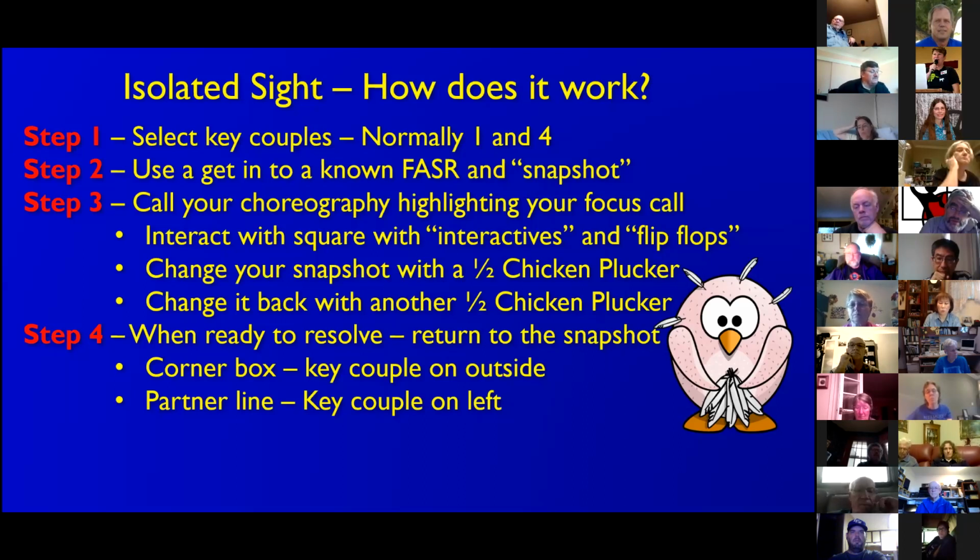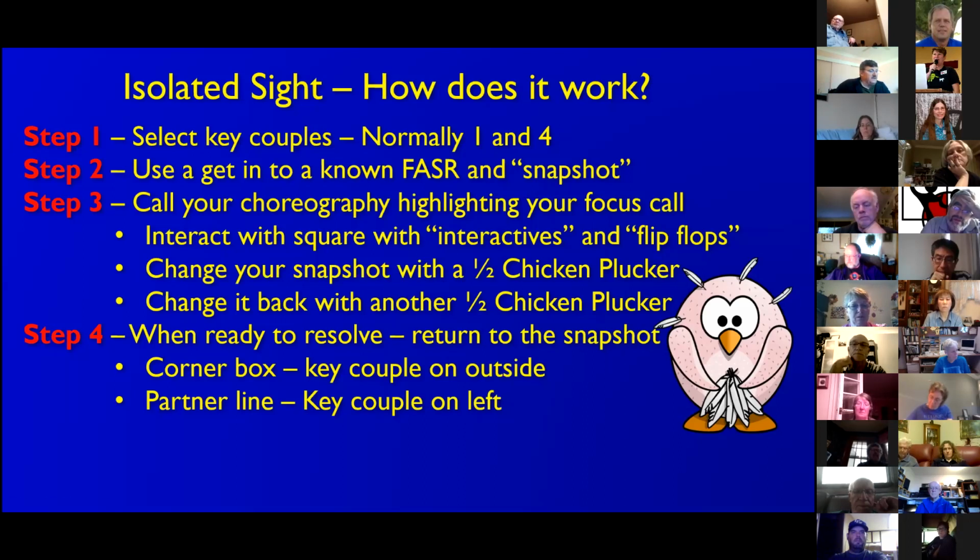So if I want to move it over to the other side, I call head square through 4. I take my snapshot. I've got my sides on the outside. I call around, swing through, boys run, Ferris wheel, pass through. I'm back in that snapshot. Then I'll call a half chicken plucker. Right and left through, pass through, trade by. I take another snapshot. I've still got the side couples on the outside, but now I'm doing a 2 couple dance, bringing them back to that same spot, and I change it back to my corner box with the other half of the chicken plucker.